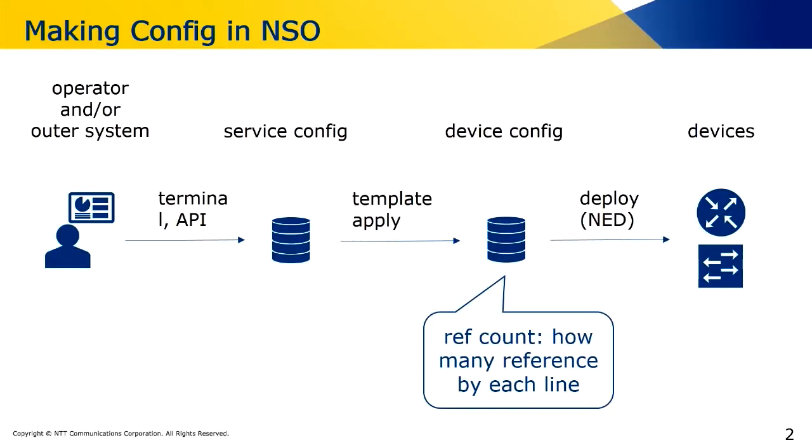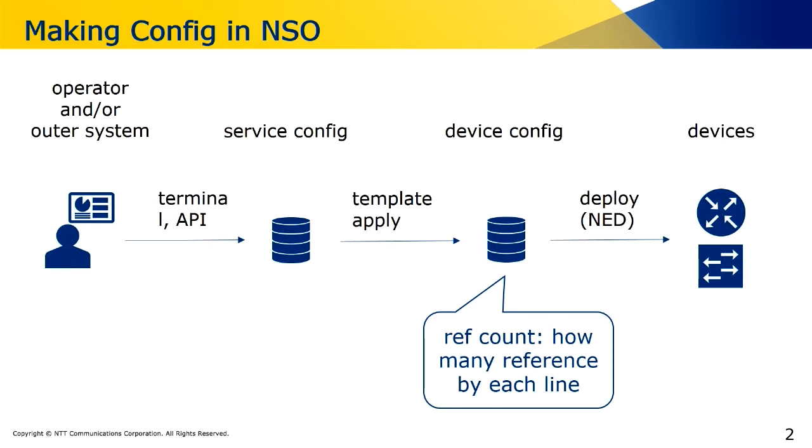Before talking about our trials, I show you the typical data flow of making configuration in NSO. NSO developers define an abstract model describing what my service is. Operators or other systems modify that service config. When someone changes service config, NSO translates it to device config and deploys it to real switches and routers.